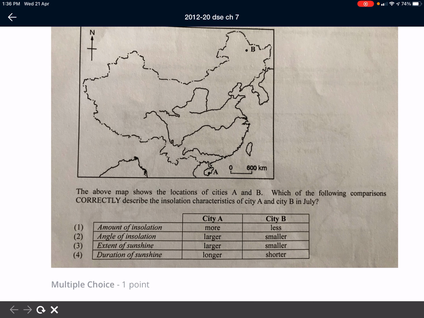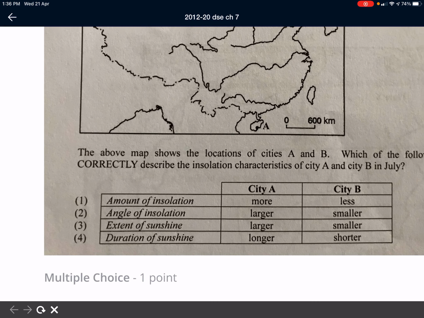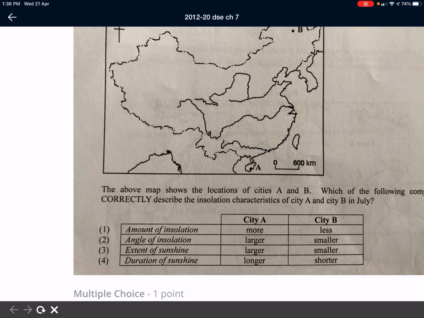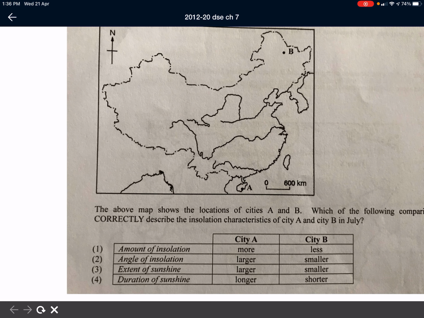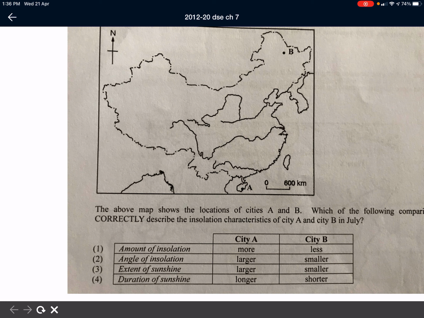The above map shows the cities of A and B. Which of the following comparisons correctly describes the insolation characteristics of city A and city B in July? First of all, city A is in the highland island right here, and the amount of insolation is more, while city B has less insolation. True or false? True. This one is okay because city A is at a lower latitude, meanwhile B is at a higher latitude.